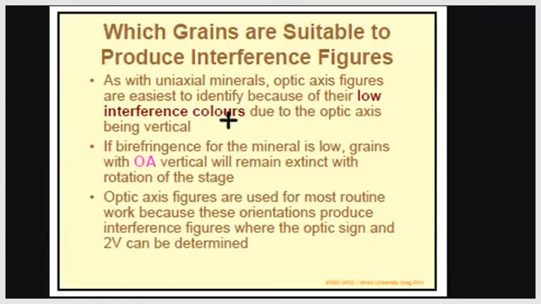Which grains are suitable to produce interference figures? As with uniaxial minerals, optic axis figures are the easiest to identify because of their low interference colors due to the optic axis being vertical. If the birefringence of the mineral is low, grains with optic axis vertical will remain extinct with rotation of the stage. Optic axis figures are used for most routine work because this orientation produces interference figures where the optic sign and 2V can be determined.